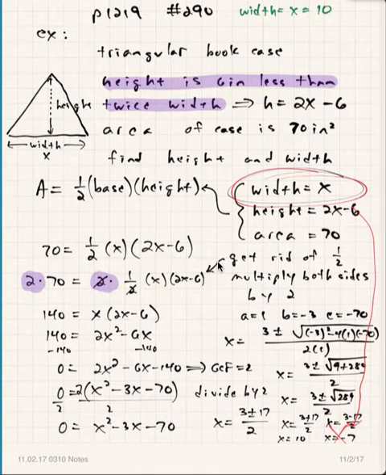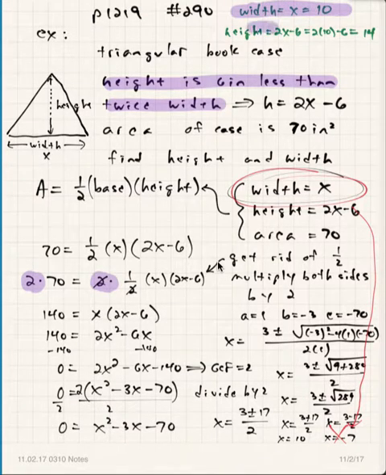And then the height is 2x minus 6. And so x is 10, so this would be 2 times 10 minus 6, or 20 minus 6, or 14. And so those are the dimensions that we're looking for in our problem. That's the solution to the problem.